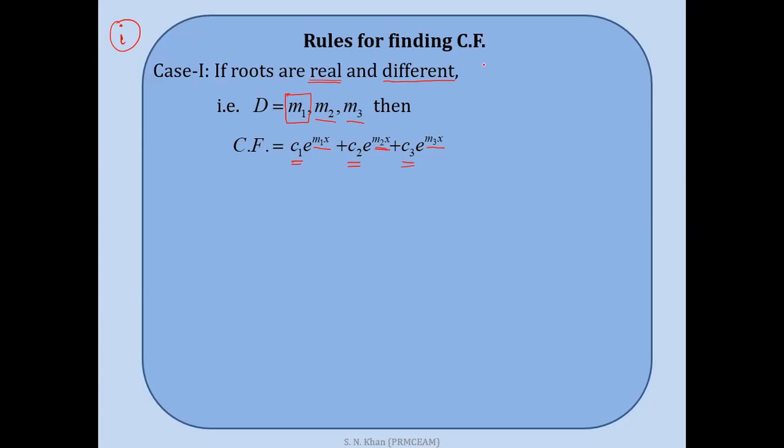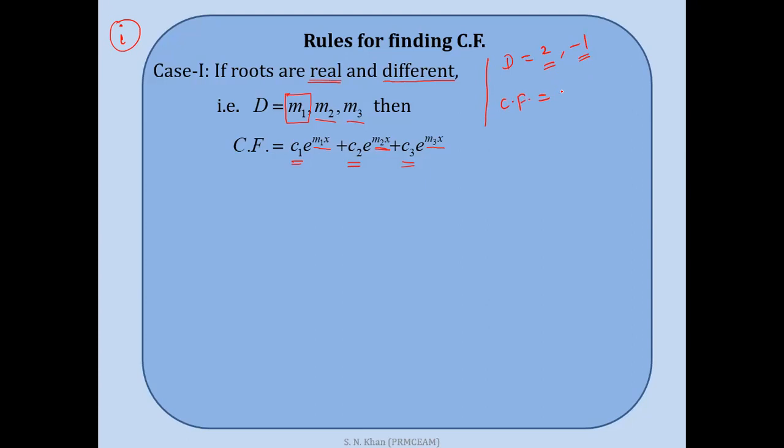So for example, let me show you an example of this. Suppose we are having D equal to 2 and -1. Then CF will become the following. Now we are having real roots. Both are real. The imaginary term is not present here. The first root is 2, the second root is -1, and both are different also.